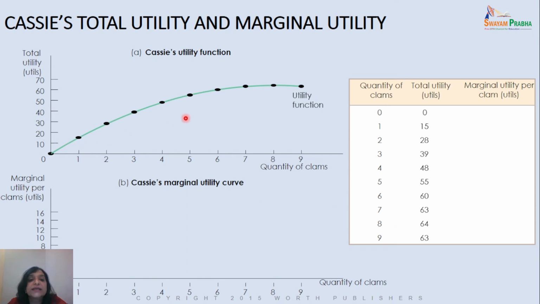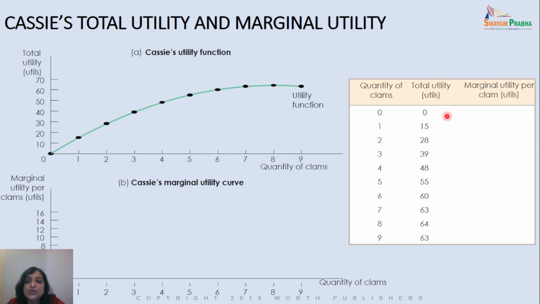So we plot it on this graph. This is the utility function of Cassie. We have taken total utility on the vertical axis, quantity of clams on the x-axis. What is your observation, learners, with respect to this graph? Do you see some behavior? We see that as you increase the quantity of clams, your total utility is increasing till the 8th unit. When you go to the 9th unit, your total utility has started falling.